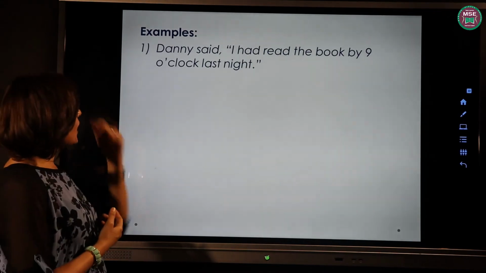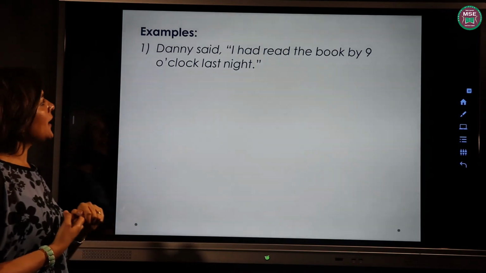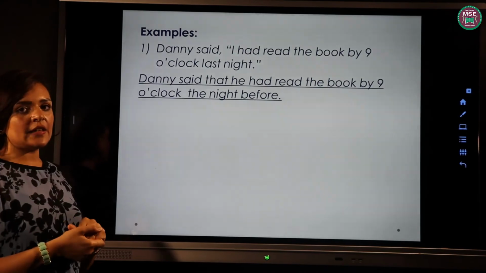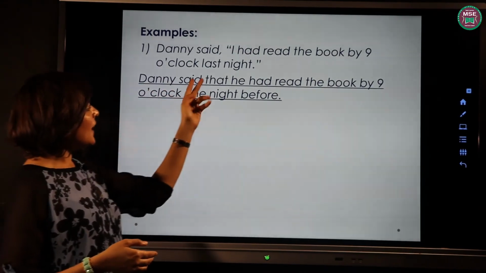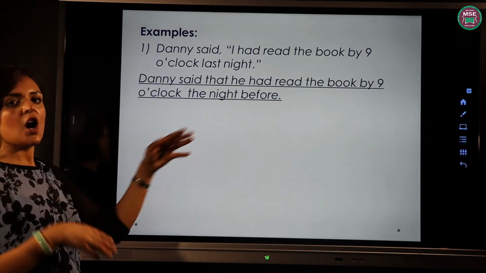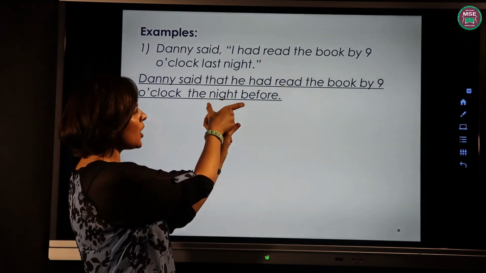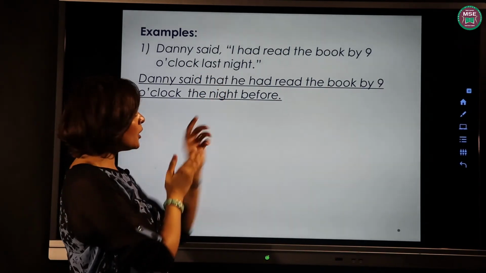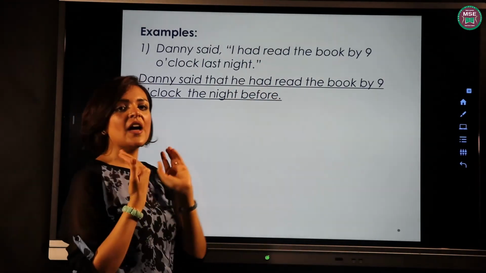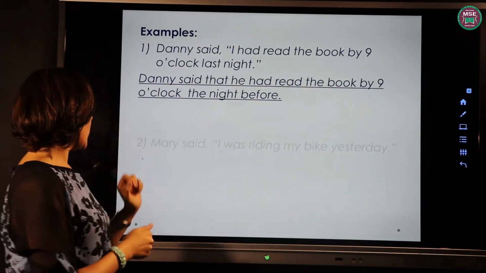Let's see the example. Danny said, I had read the book by 9 o'clock last night. It will be in the reported speech, Danny said that he had read the book by 9 o'clock the night before. What did I change here? I changed only last night to be the night before. What about the tense of the verb had read? The same, had read, because we don't have any verb or any tense before the past perfect in English.